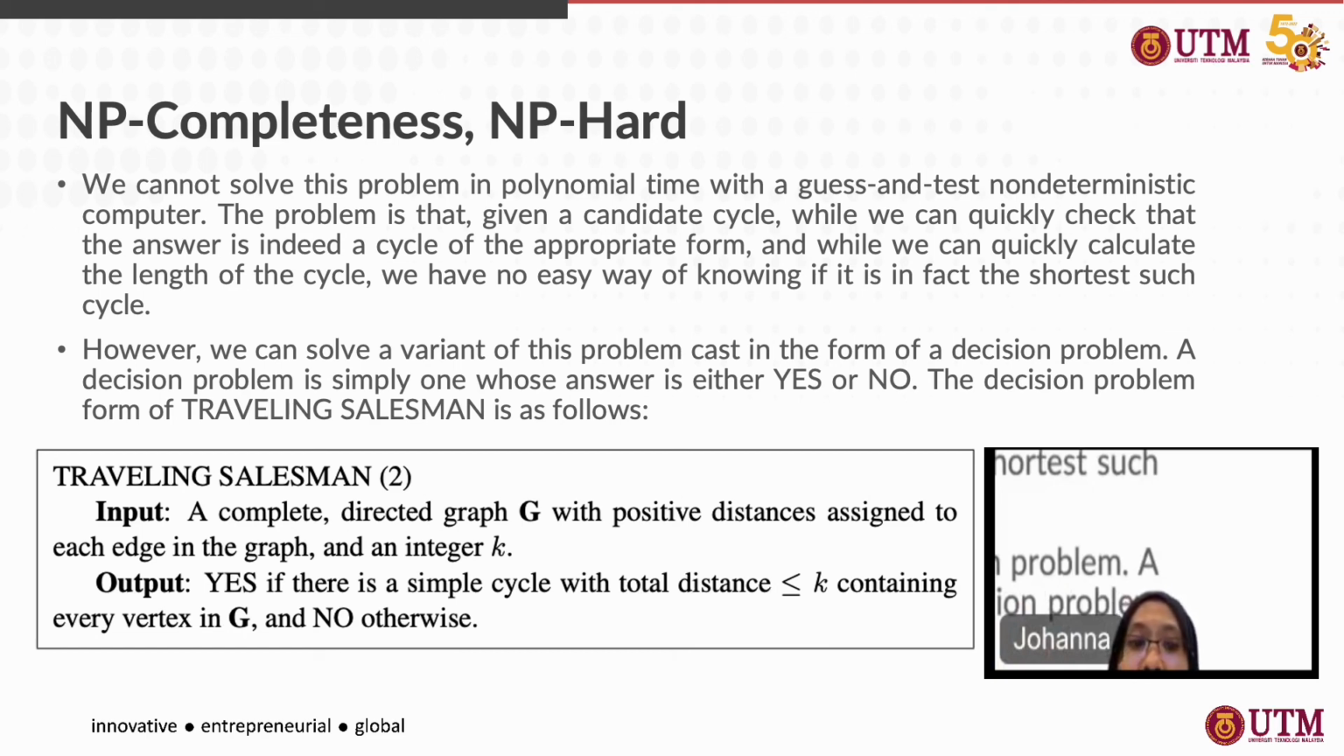The output is yes if there is a cycle whose total distance is less than K, containing every vertex in G, and no otherwise. So we reformulate it so that we have a decision problem, where the answer is either yes or no.